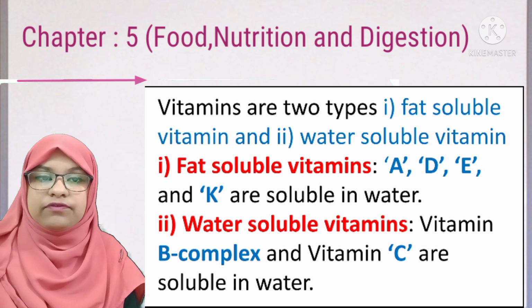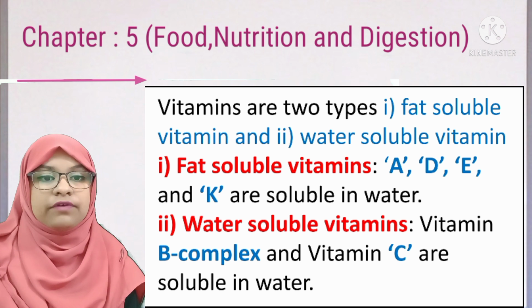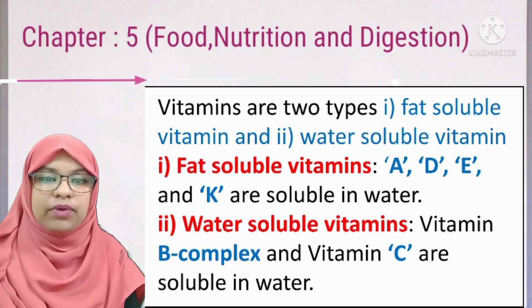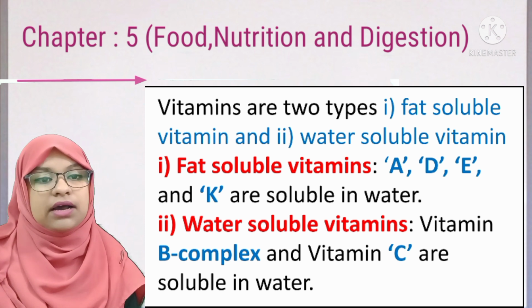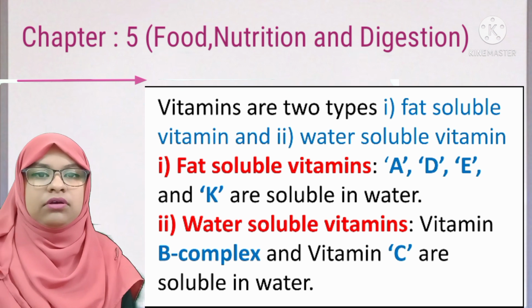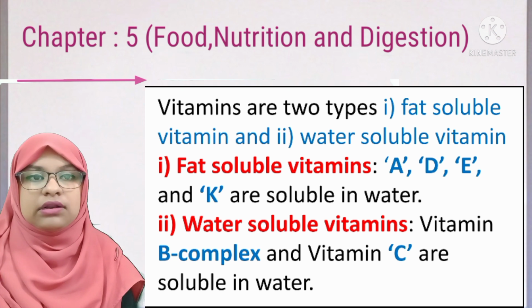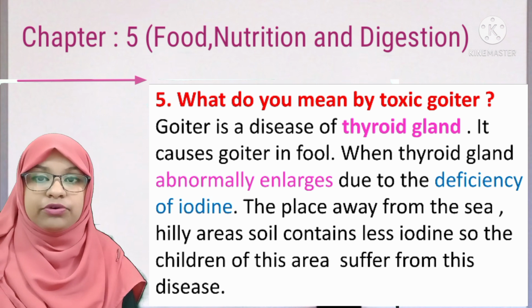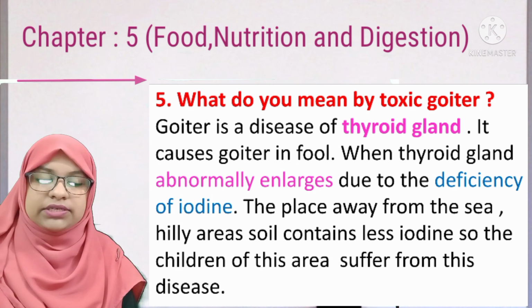Number 2, water soluble vitamins. Vitamin B complex and vitamin C are soluble in water. So water soluble vitamins are vitamin B complex and vitamin C. Now let's see our last understanding question, number 5. What do you mean by toxic goiter?